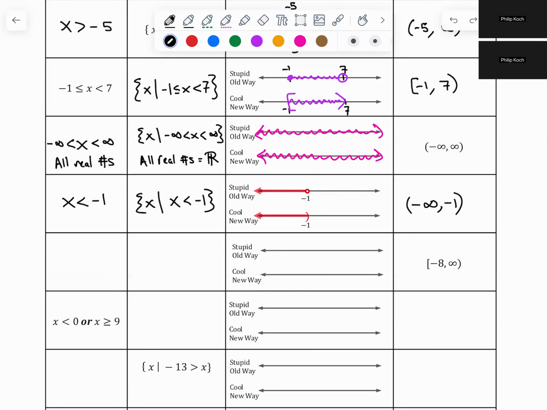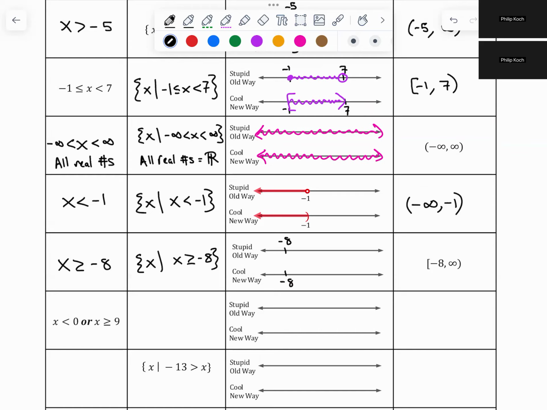All right. Next one, we're given the interval, the set of all x between -8, including -8, and positive infinity. So what's the inequality? Mark says x is greater than or equal to -8. And he's right. So the set builder notation is the set of all x such that x is greater than or equal to -8. And so we'll just plot -8 right here.